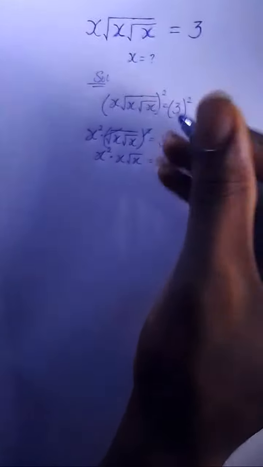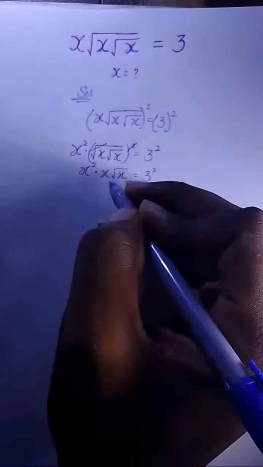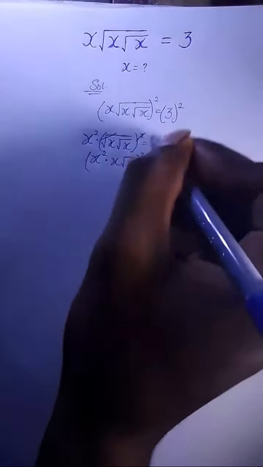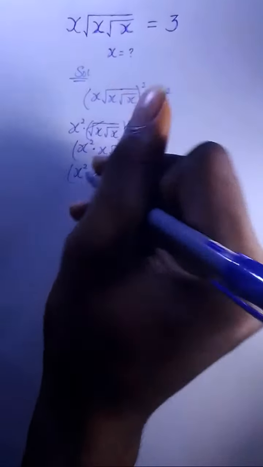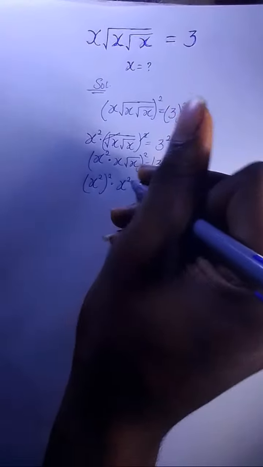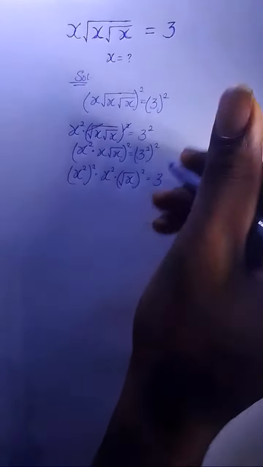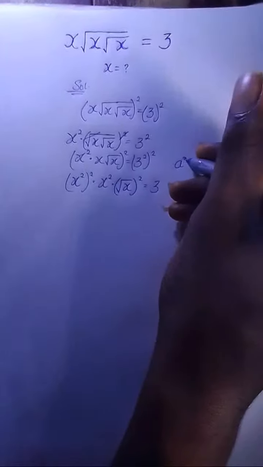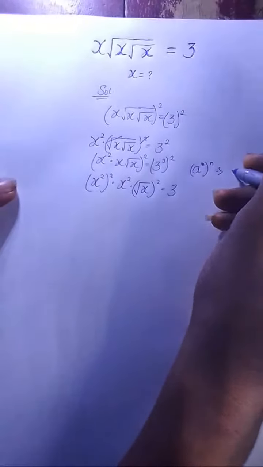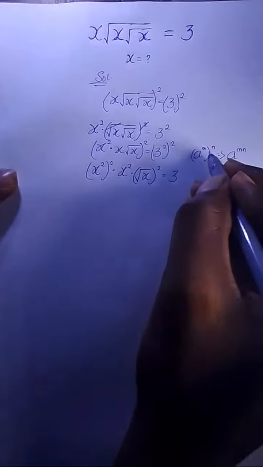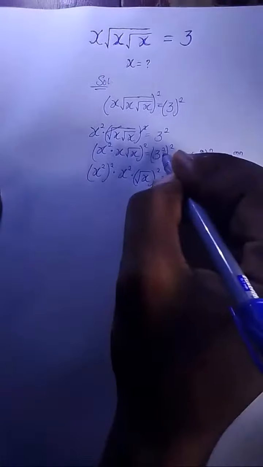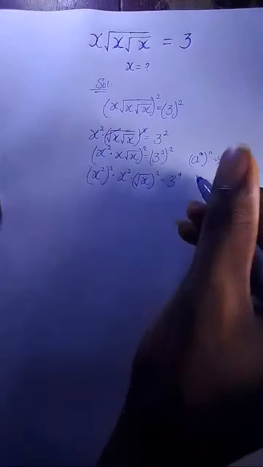So what's the next thing to do now? We'll still square both sides. So we have x squared multiplied by root x, all squared, equals 3 squared. Now when we have a raised to the power of m, raised to the power of n, it becomes a raised to the power of mn, because we multiply the powers in this situation. 2 times 2 gives us 4.